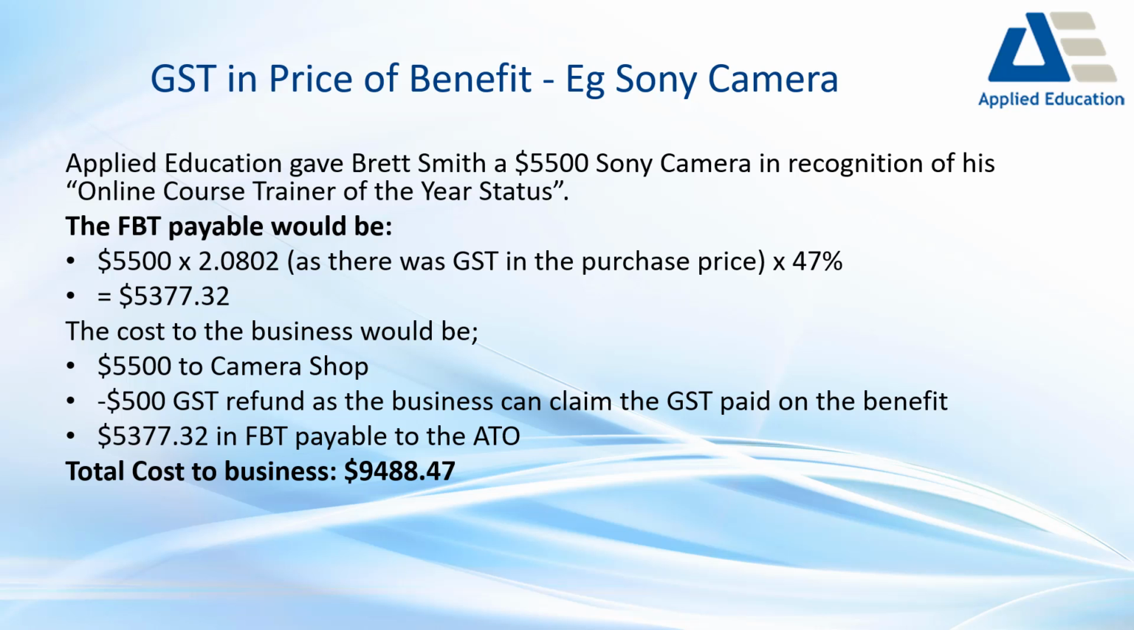Even though the camera is not work related, because we're putting it through our FBT return, the business can claim the GST. So $500 we claim back on our business activity statement, plus the $5,377 in FBT payable. So the cost to the business is $9,488.47. So there's our two examples, both costing about $9,500 to the business.